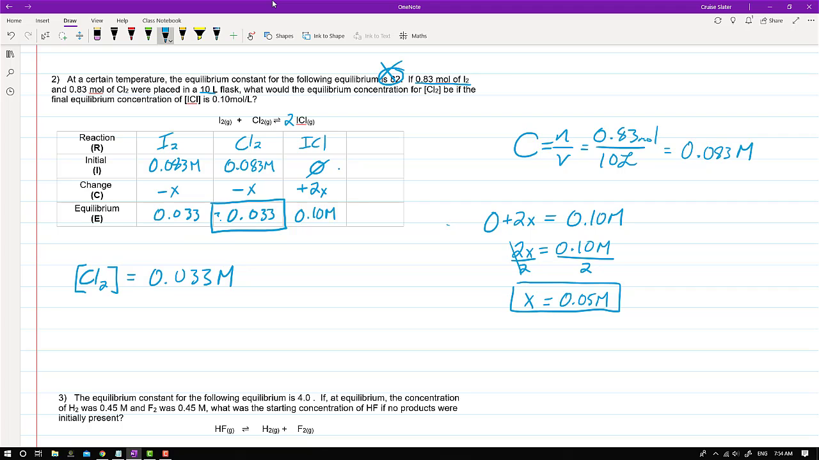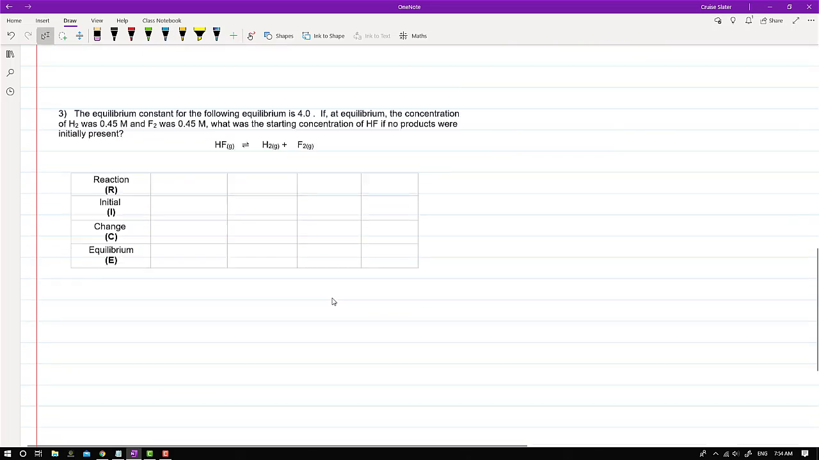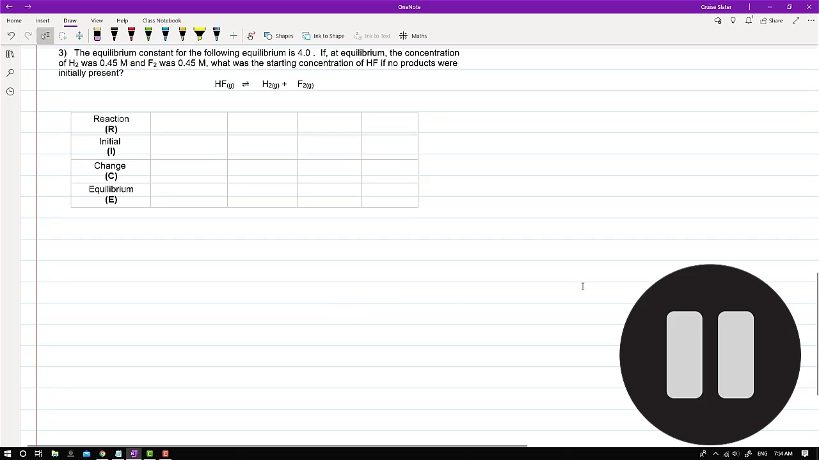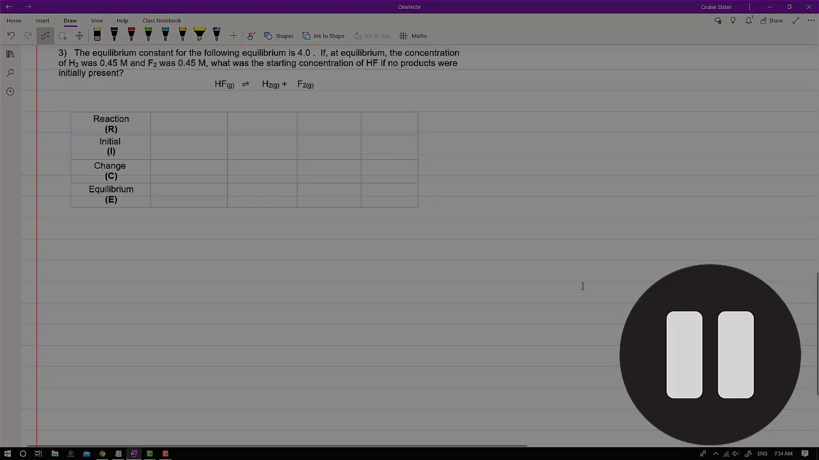Okay, we had a starting point right here and a final point at equilibrium, so we're able to algebraically determine what is x and then just use that to fill out the rest of the table. That's not going to be the case in the next question. So please take a moment, pause the video, try this question out yourself, okay, test yourself, and then unpause the video and we'll go over the answer together.